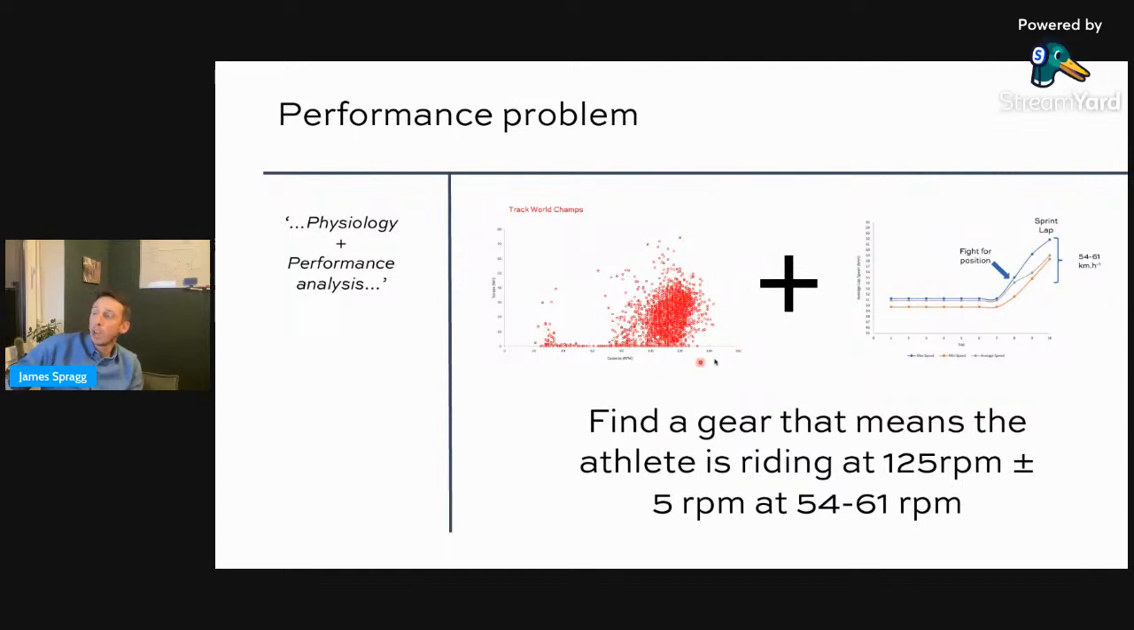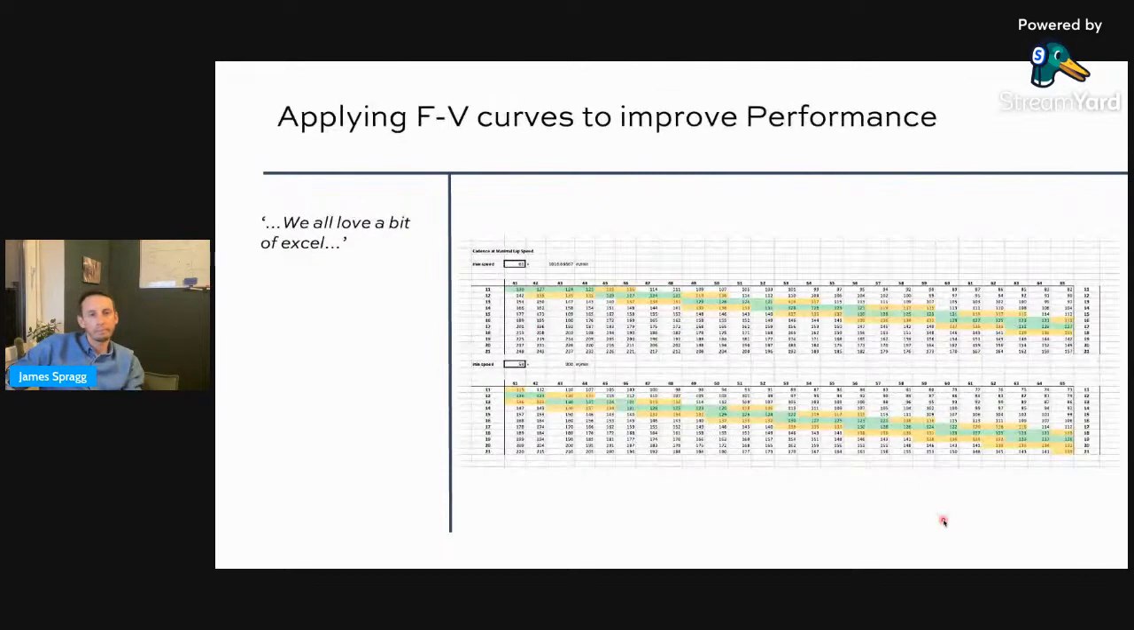What we get is a performance problem. We've got the physiology: we know at which cadence this athlete produces their peak power outputs. We've got the performance analysis: we know the speeds at which this athlete needs to make those big efforts to get into good positions and set themselves up to score points. All we have to do is find a gear that allows them to do that. Essentially we need to find a gear that this athlete can ride at, let's say, 125 plus or minus 5 RPM at those speeds we identified.